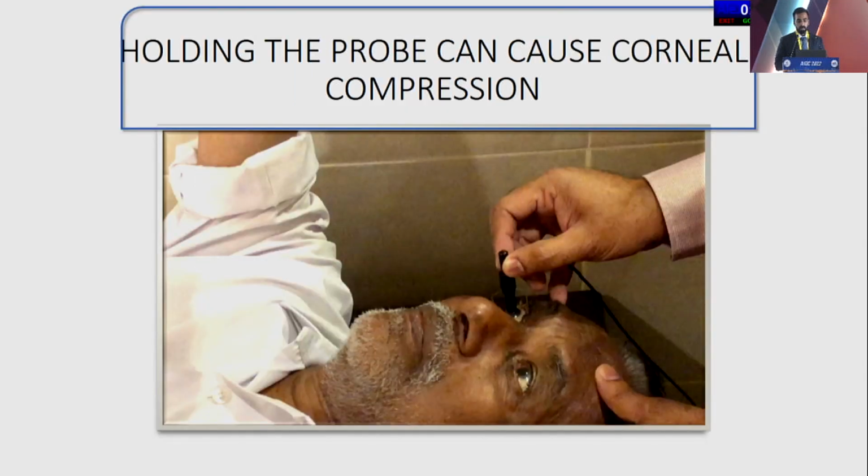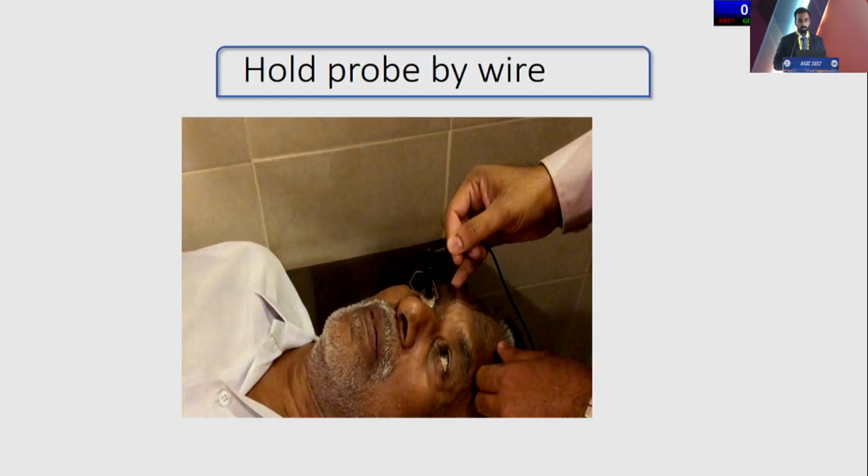So here is an example of corneal compression happening, because when you hold the probe with your fingers, you do have a chance of indenting the cornea unknowingly. Whereas if you hold it by the wire, the chances of corneal indentation are greatly reduced, and you get a more accurate axial length measurement with the A-scan.